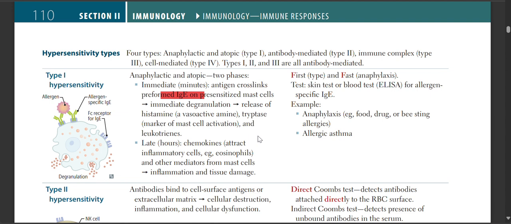Now let me ask you guys, which cells produce IgE? Yes, mast cells can produce it, and a majority of the time it's the mast cells which are producing IgE. So now, what happens in hypersensitivity reactions or allergies? Initially, you come across a bacteria. No, not bacteria, but a molecule.